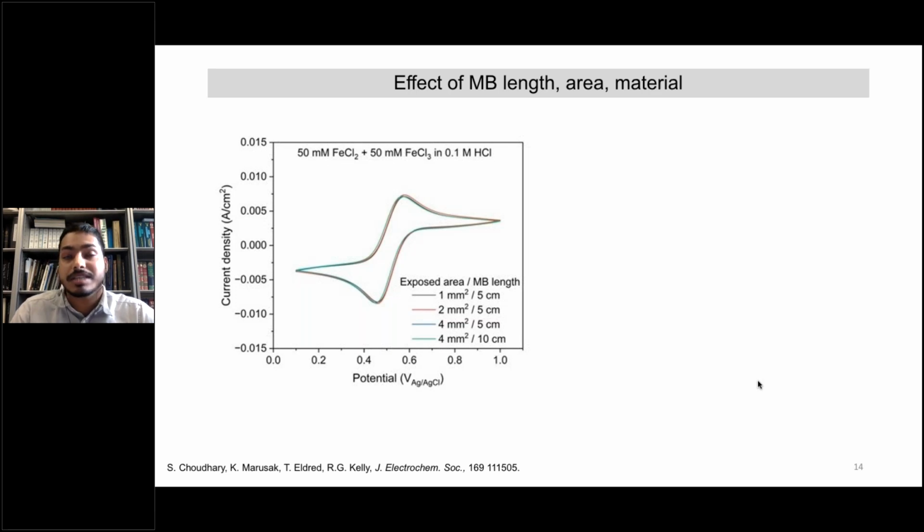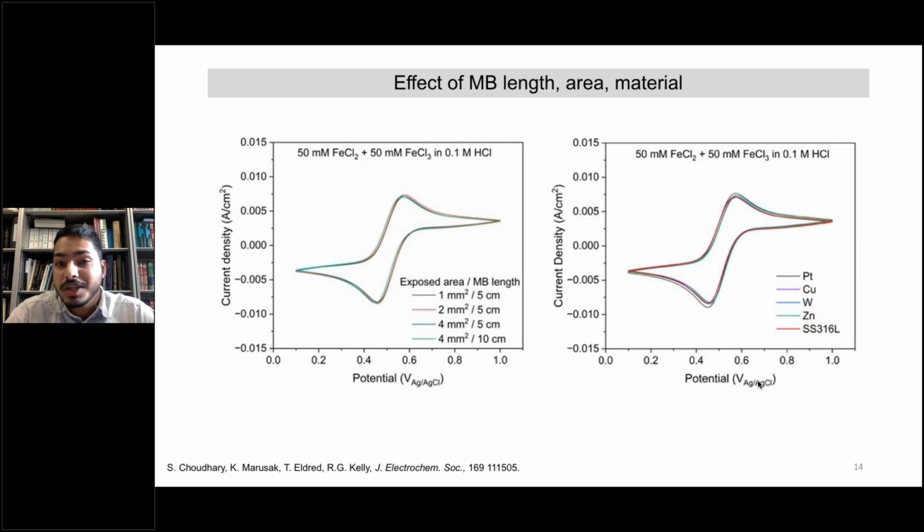Is platinum as metal bridge a special condition? Turns out no. You can use any metal wire for your metal bridge experiment. Here what you can see is we used 5 different metal wire, copper, tungsten, zinc, and stainless steel, and the curves are on top of each other. All right, so it is working perfectly with our beaker experiments.